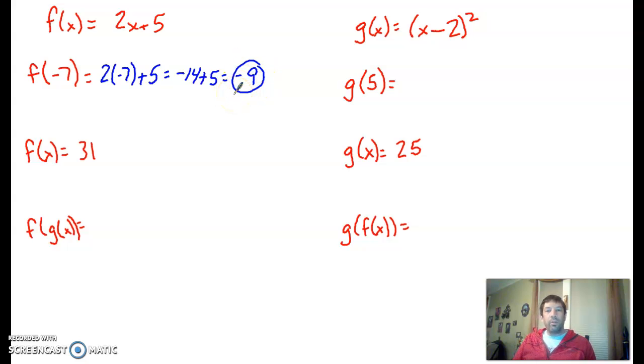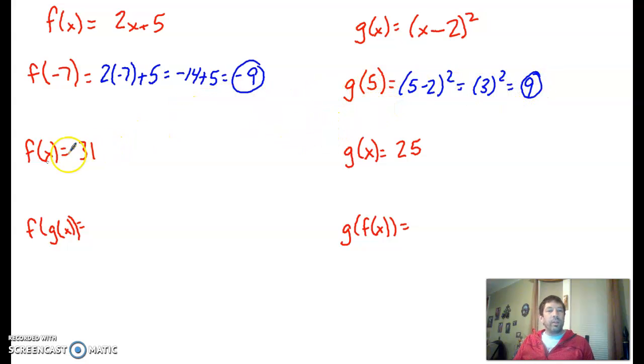So let's do the same thing over here with g of 5. We're saying when x is 5, where is our function? So we plug 5 in. 5 minus 2 is 3, and 3 squared is 9. So when x is 5, our function has a value of 9. Okay, that's one type of problem.